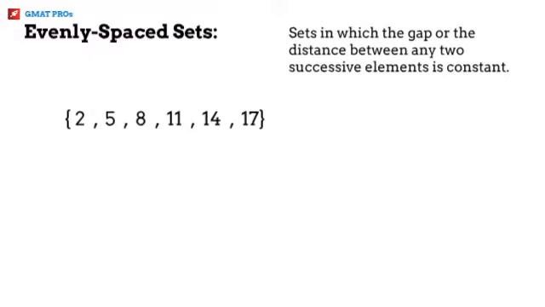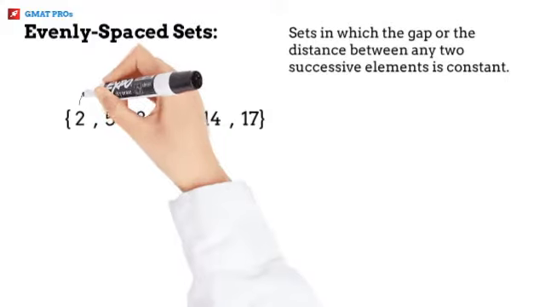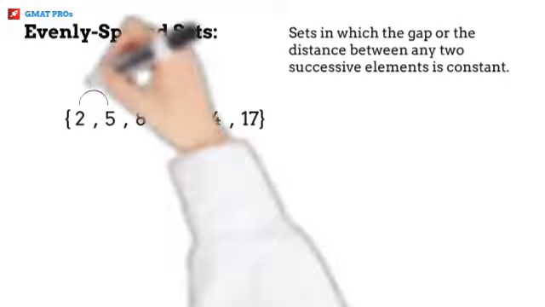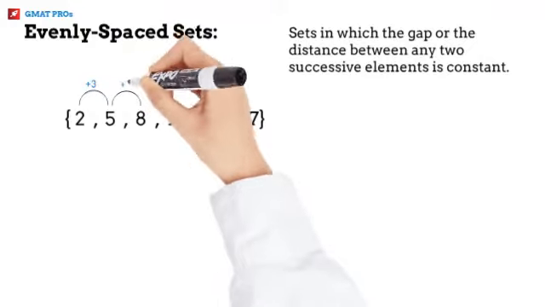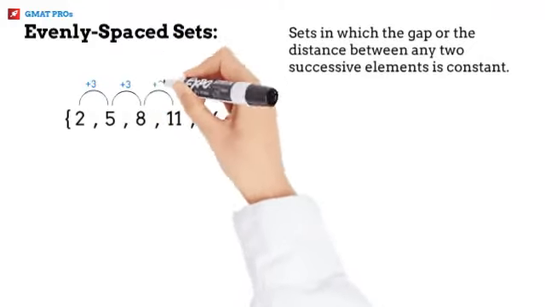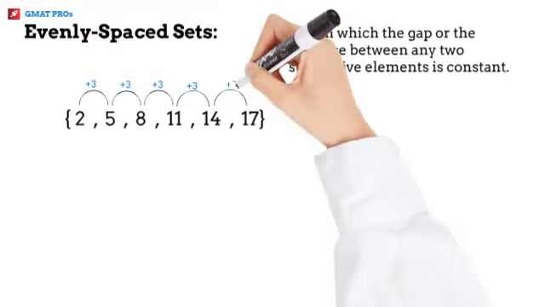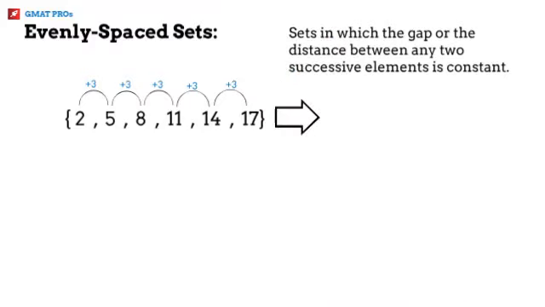This is an evenly spaced set because the distance between 2 and 5 is 3, and the distance between 5 and 8 is also 3, and the same thing between 8 and 11, 11 and 14, and 14 and 17. Therefore, this is an evenly spaced set.